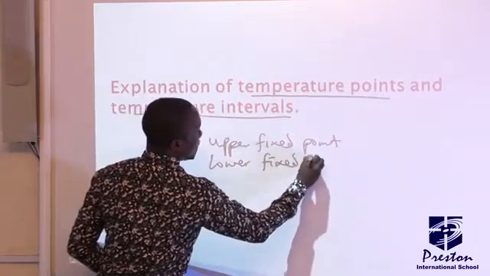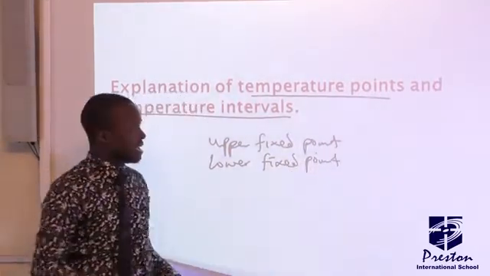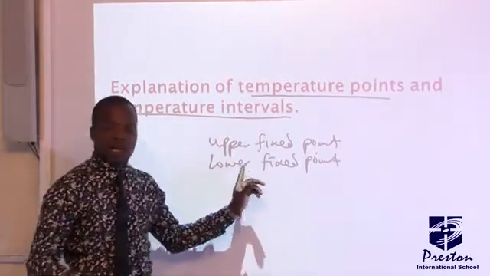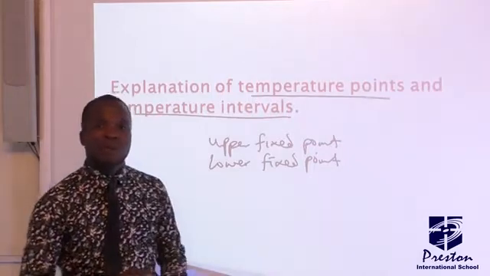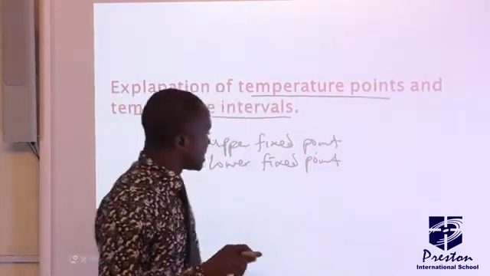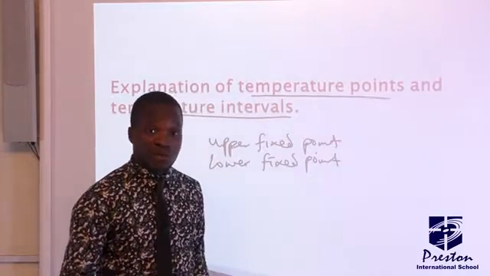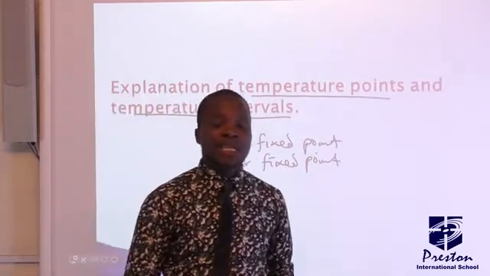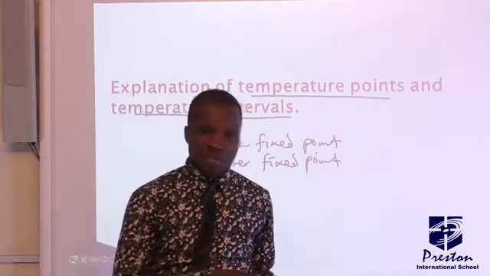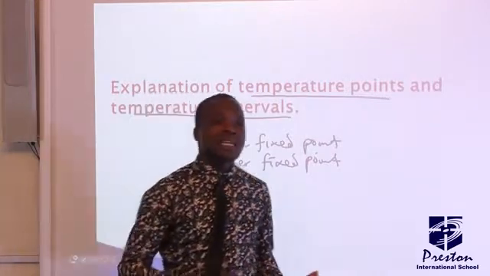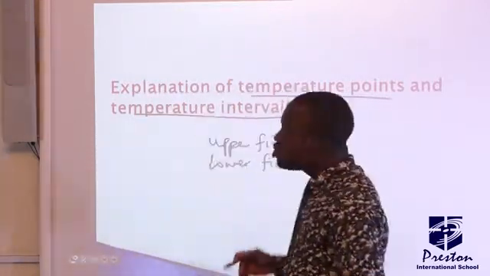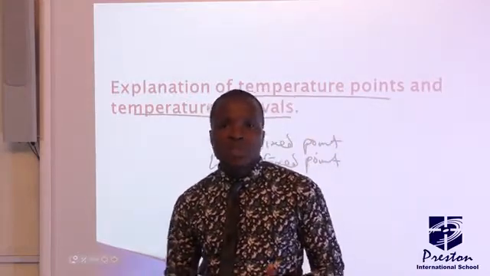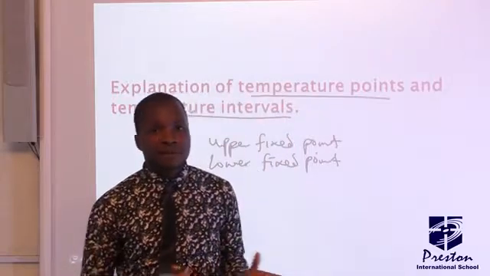The upper fixed point is the temperature of steam at standard atmospheric pressure, which is 760 millimeter mercury. What we term the lower fixed point is the temperature of pure melting ice at standard atmospheric pressure also, which is 760 millimeter mercury. And the temperature interval is the difference between the upper fixed point and the lower fixed point. In the next class, we are going to be looking at the fundamental intervals on the Kelvin scale, the degree Fahrenheit scale, and the degree Celsius scale, because they have different fundamental intervals.